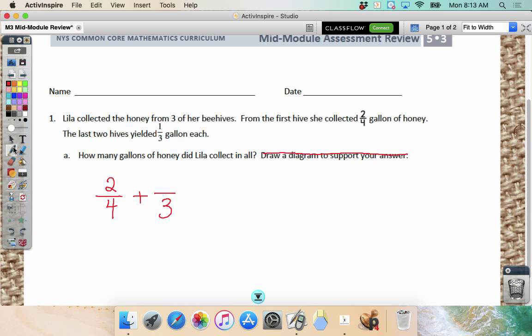And I'm pretty sure it's the same way on your test, but it's not 1/3. It might be 1/2 or something. I don't know.